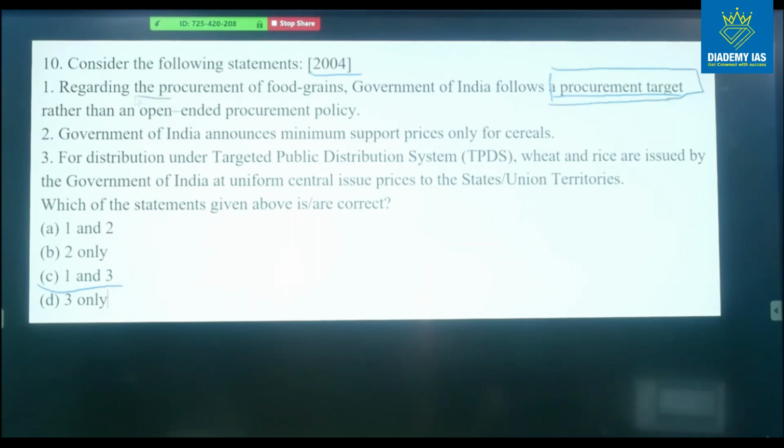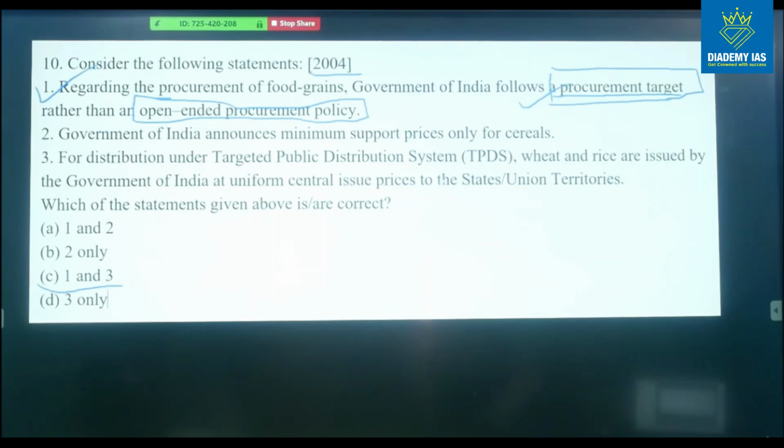What is the meaning of open-ended procurement policy? It means that it will procure without any limitation. It is open-ended throughout the year. Anyone can come, anyone can sell to the FCI. So normally this procurement target is maintained. Only in exceptional cases this open-ended procurement policy is followed by the government, right? So procurement target is correct. So statement 1 is correct.